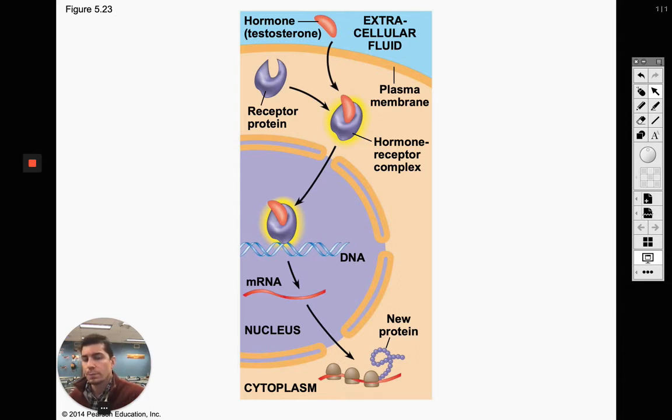We are going to bind that testosterone to a receptor protein. When that receptor protein has the hormone bound to it, it will then have some kind of response, which is, in this example, going to our DNA. When it goes to our DNA, it then triggers DNA to do something.